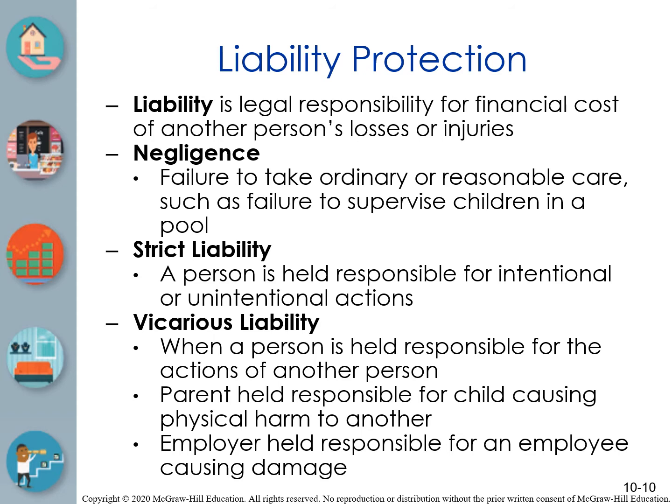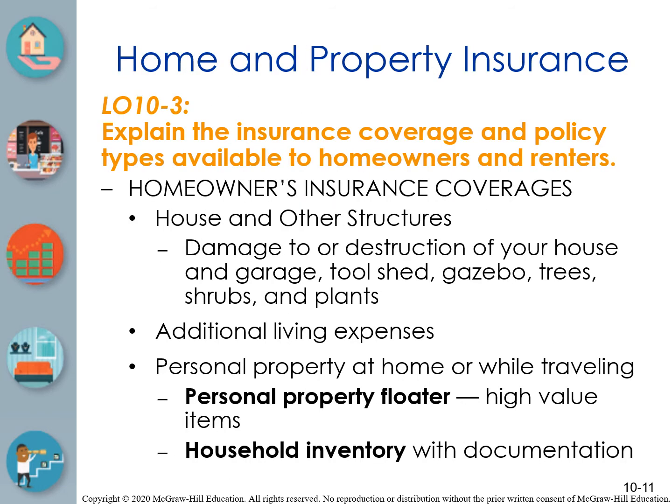Parents are held responsible for a child causing physical harm to another. Employers are held responsible for an employee causing damage. You're driving your employer's vehicle and you get into an accident. It's on your employer, the employer's insurance. That's vicarious liability. Home and property insurance, now we're drilling down on property insurance again.